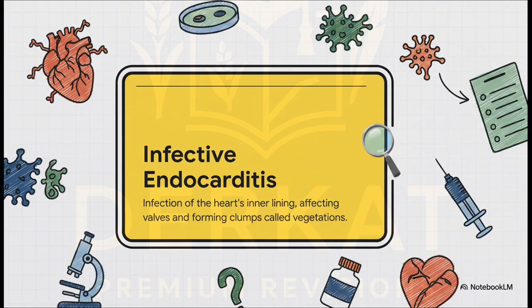But the real danger, the really scary part, comes from what the infection builds. These nasty clumps called vegetations. Seriously, just picture it. A destructive mix of bacteria and blood clots growing right there on your heart valves, blocking blood flow and just chewing them up.